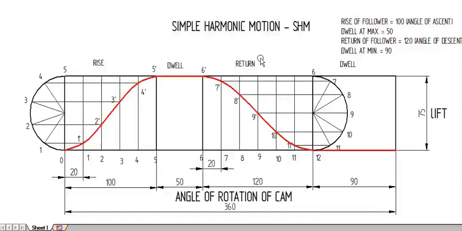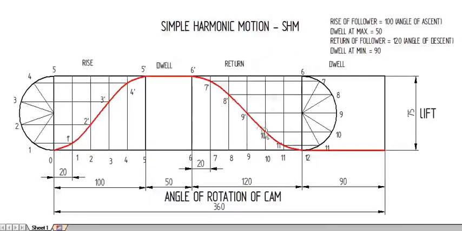So this is the graph for simple harmonic motion of a follower, the displacement diagram for simple harmonic motion of a follower. It started from 0 to the maximum, then a dwell, then to the minimum, then again a dwell. For rise, we have to number from minimum to maximum displacement. For return, we have to number from maximum to minimum displacement. That you have to keep in mind.